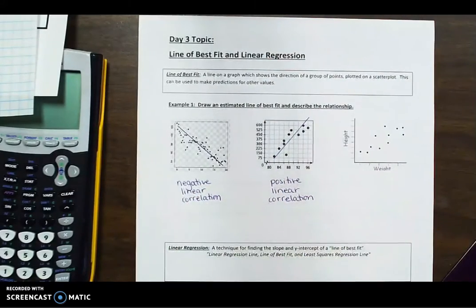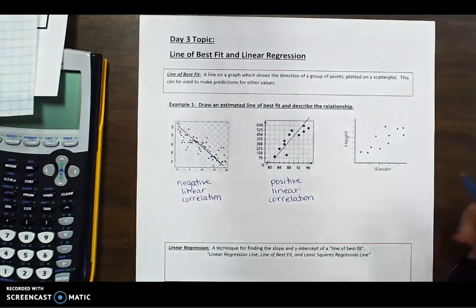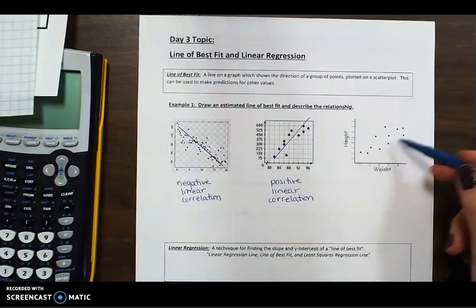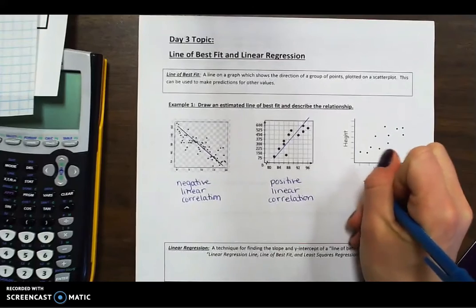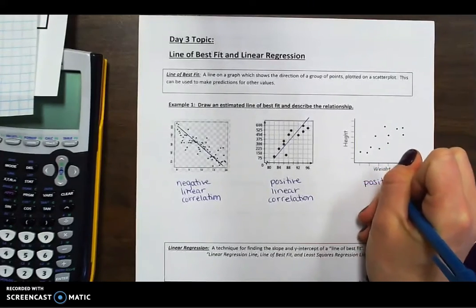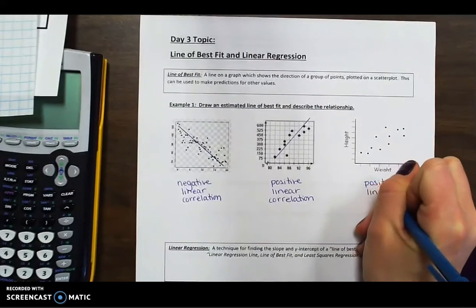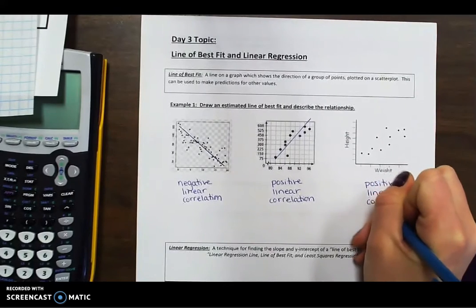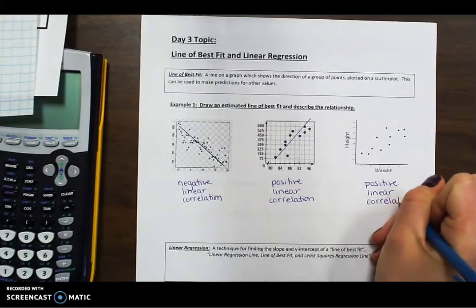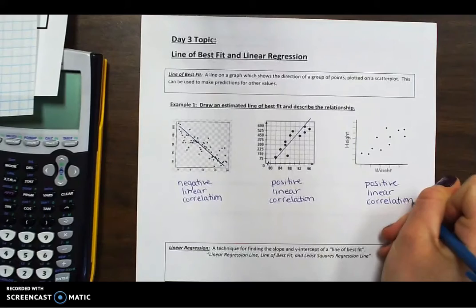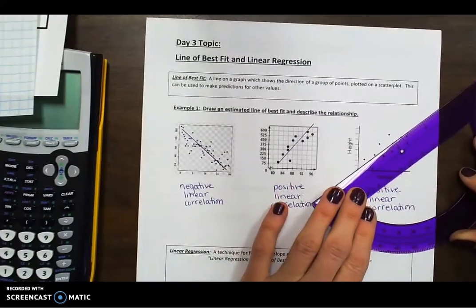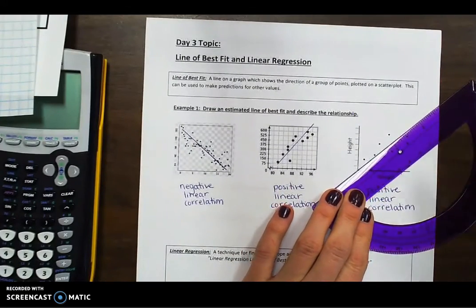Now, if we go to our third, let's take a look. Do the points follow a pattern? Well, yes, they do, and it looks like it is going to be a positive linear correlation. So the slope of my line of best fit will be positive. All right, so I'm going to approximate it right here.